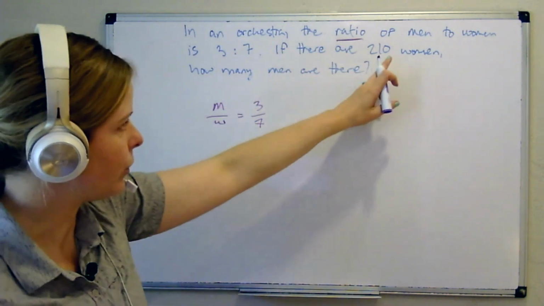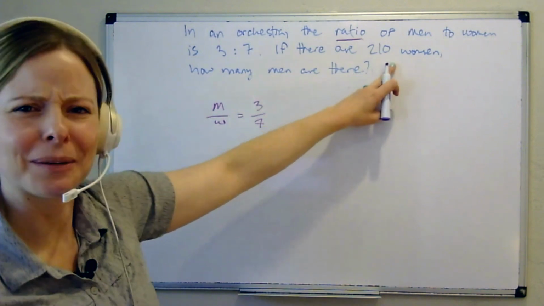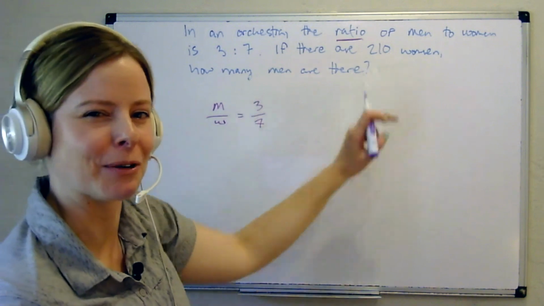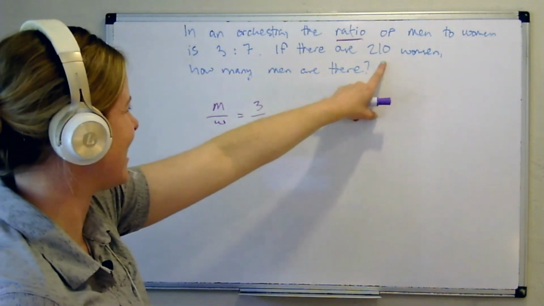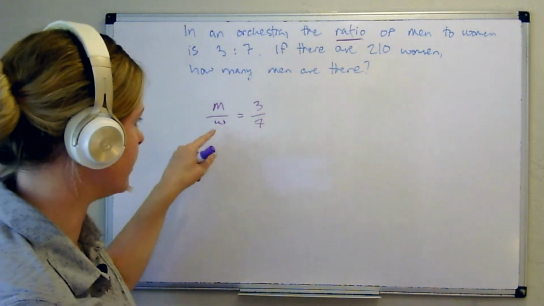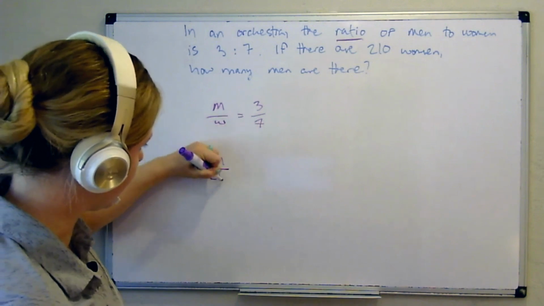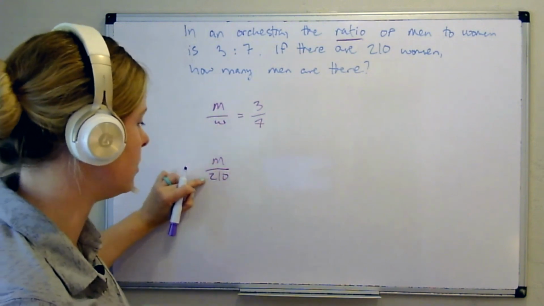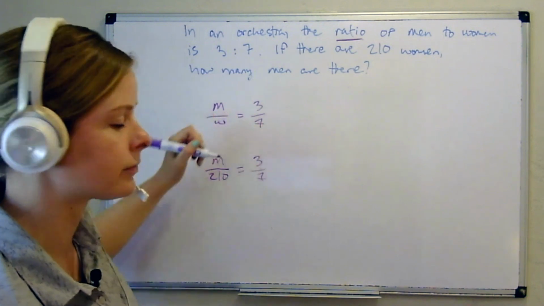But then, sure enough, we are told the number of women in this actual orchestra, which seems like a very large orchestra. I'm not sure how big a normal orchestra is, but it's a lot. So if we've got 210 women, we can just go ahead and replace our W with that 210. So we've got some amount of men compared to 210 women is equal to 3 compared to 7.